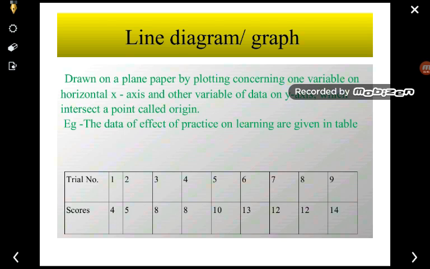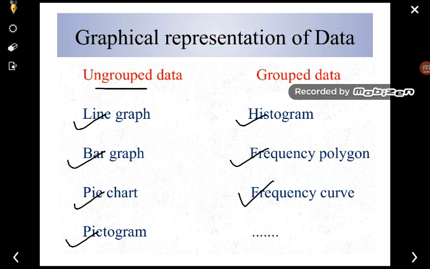Next is the line diagram. So it comes under the ungrouped data. So ungrouped data can be represented by means of line graph, or you can say line diagram. Next is the bar graph. Third one is pie chart and pictogram. So today we are going to deal with the ungrouped data presentation.